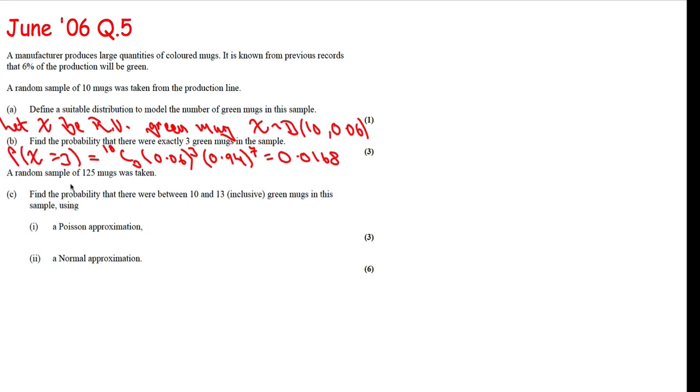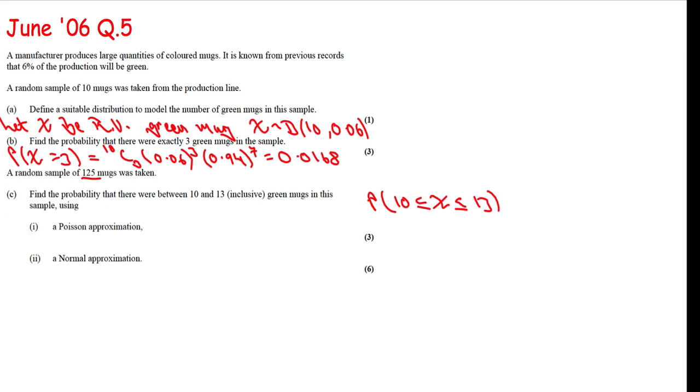Okay, a random sample of 125 mugs was taken. Notice that n has become large now. Find the probability that there were between 10 and 13 inclusive green mugs in the sample, first of all using a Poisson and then a normal approximation. Between 10 and 13, so we're looking for the probability that x is between 10 and 13 inclusive.